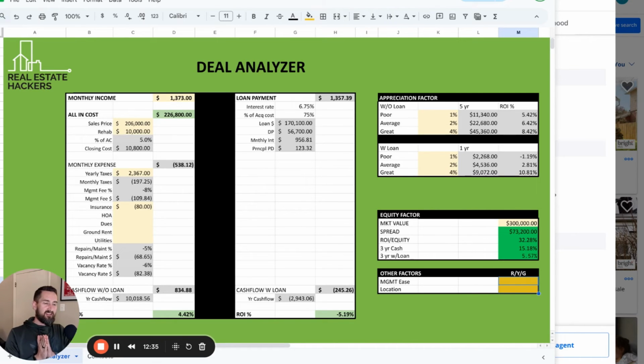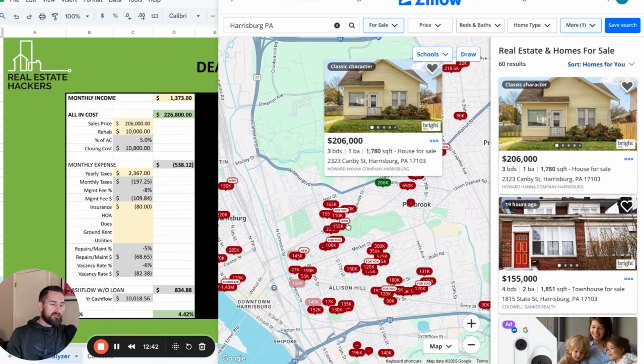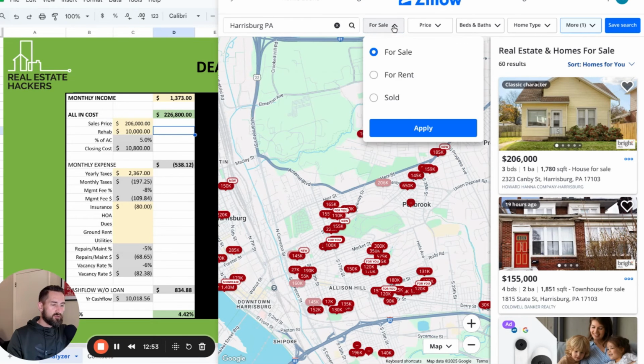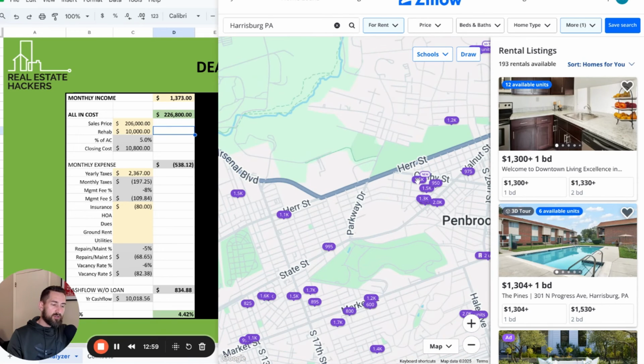utilize the deal analyzer. The last thing, if Zillow doesn't show monthly rent, you can always come up and click in for rents and look around to see what other properties are renting.